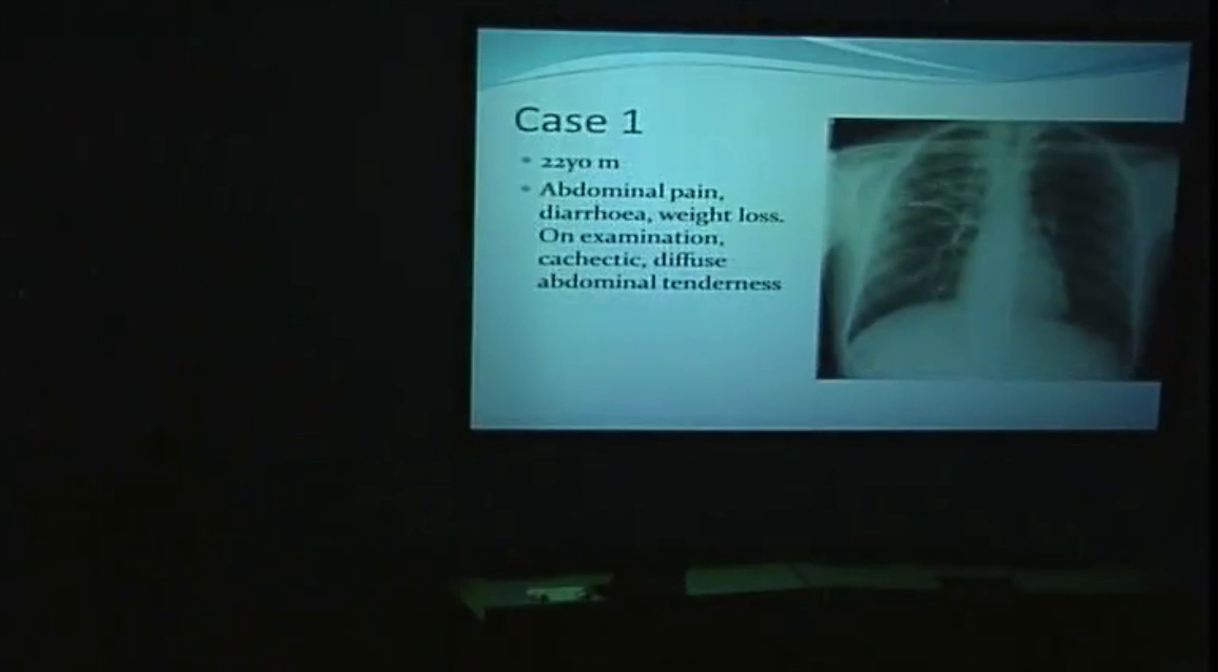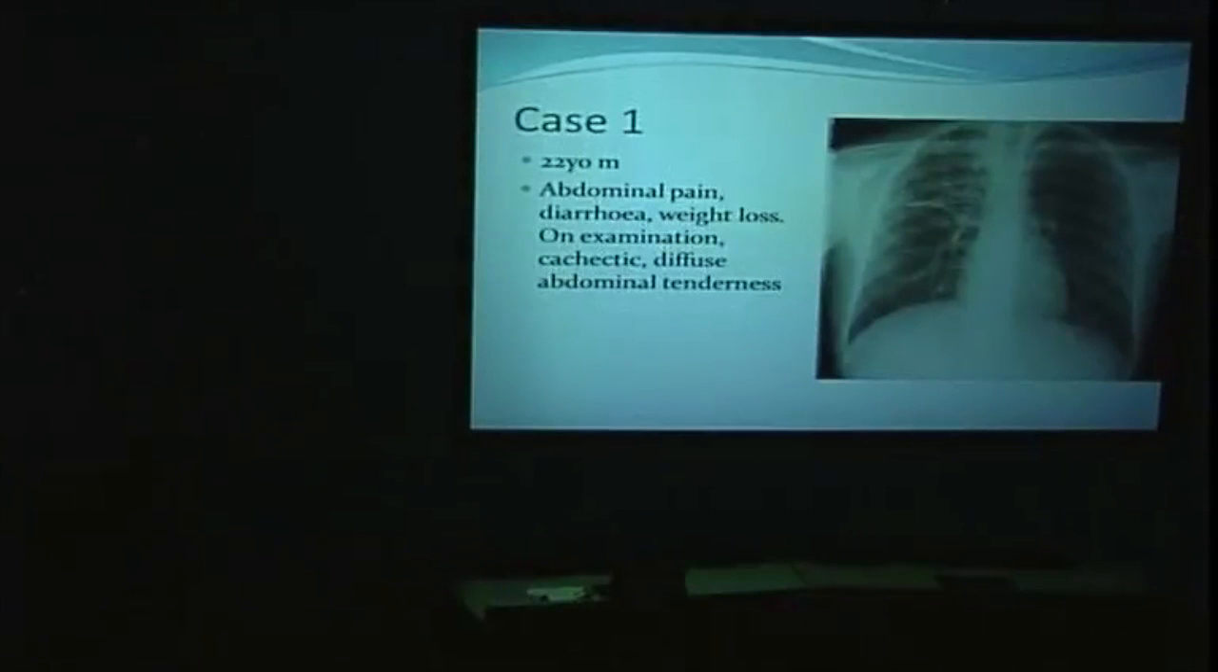So just talk around a couple of cases. This is the film we saw earlier. The story was a 22-year-old Asian chap. I don't know if this was the Asian chap. No, I don't think so. Presented with abdominal pain, actually, and diarrhea, weight loss. So we do a chest X-ray. That's fair enough. And that was normal. But he still had diffuse abdominal tenderness.